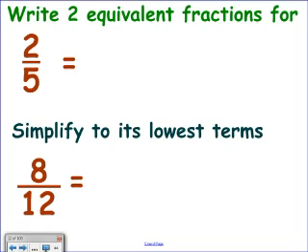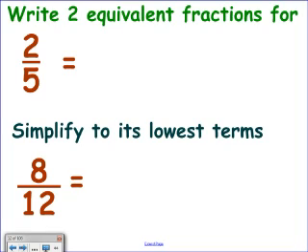Any 2 equivalent fractions, I don't care what they are, and then simplify 8/12. So you've just done a calculation in your exam, the answer's 8/12 and the question says simplify it. To simplify it, what's the golden rule to keep it equivalent? Divide what by what? Top and the bottom by the same number. And it doesn't change what the fraction is.